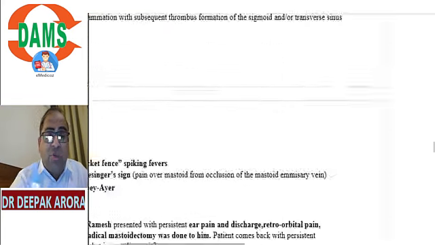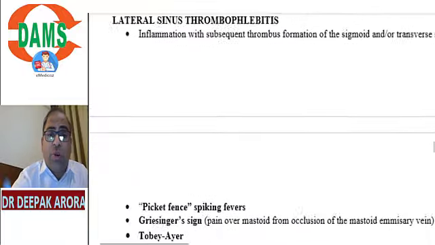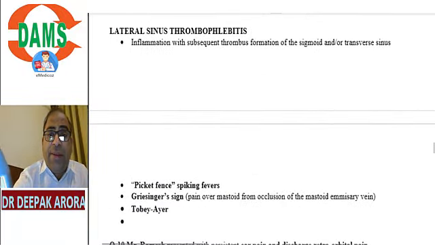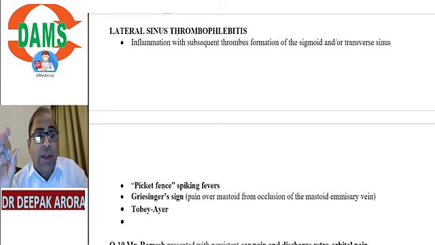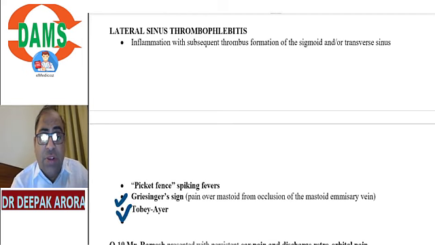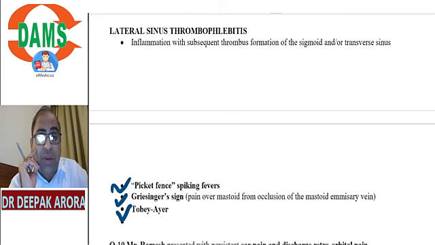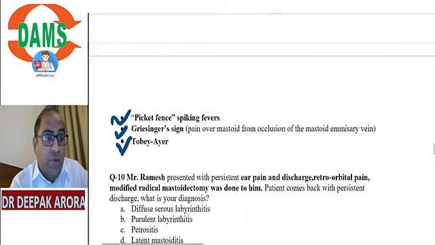Lateral sinus thrombosis, 4 important points should be on your tips. One is edema. There will be edema in every corner. Edema over the mastoid, Griesinger sign. Edema over the eyes will be known as Crowe-Beck sign. All these signs should be on your tips. Tobey-Ayer we have already discussed. Griesinger is edema over the mastoid. Picket fence fever, spiky fever. Spiky fever is a feature of lateral sinus thrombosis, lateral sinus thrombophlebitis.